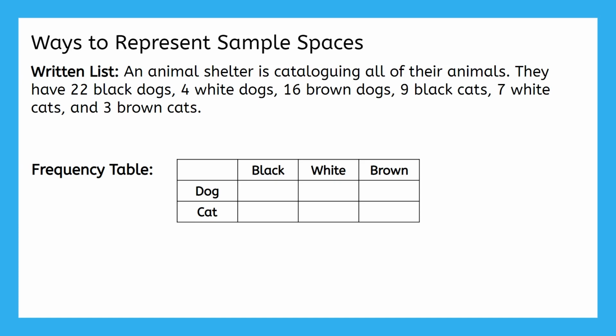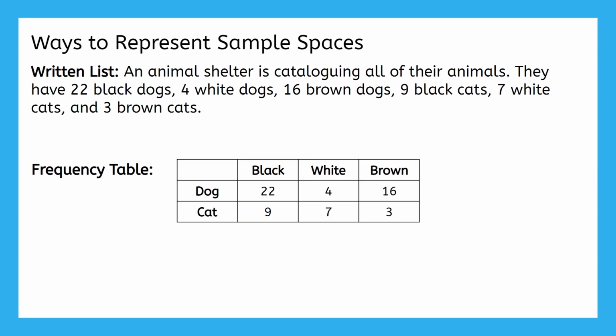Each box inside the table represents how many animals have both characteristics. So this box would be the number of black dogs, which is 22. What would this box represent? This box would be the number of black cats, which is 9. Pause the video here and try to identify and fill in the last 4 boxes. Your table should look like this.